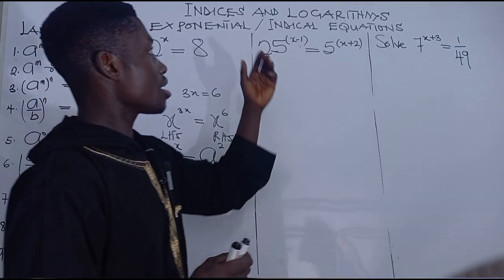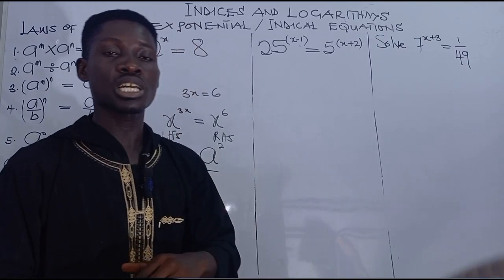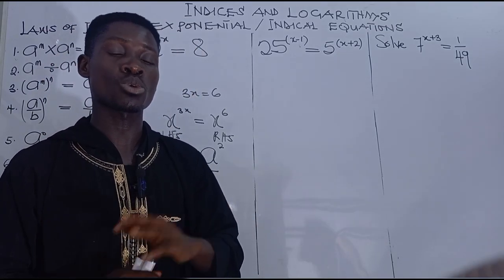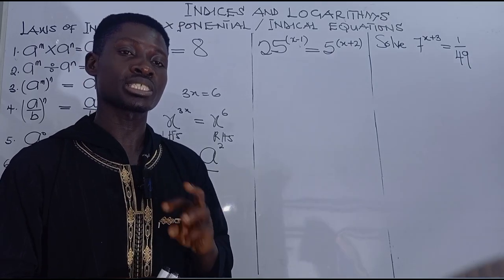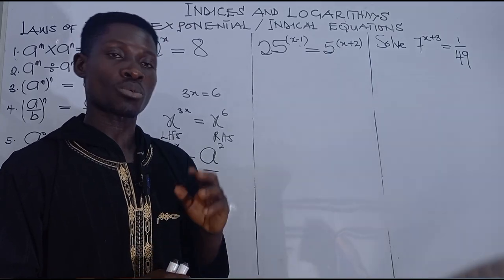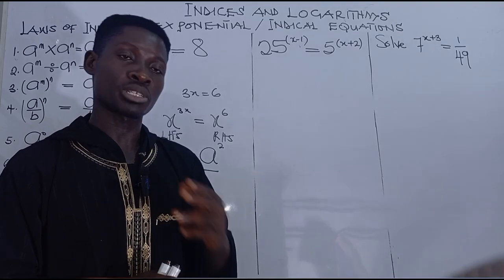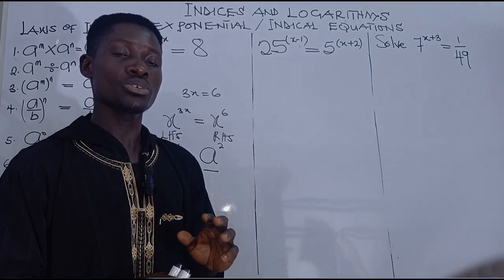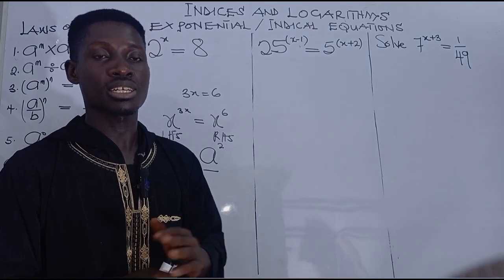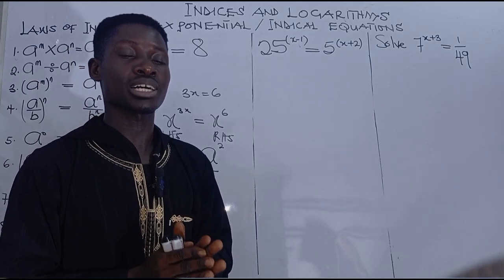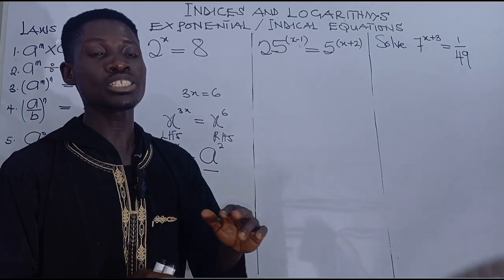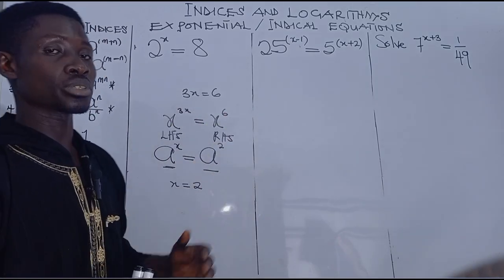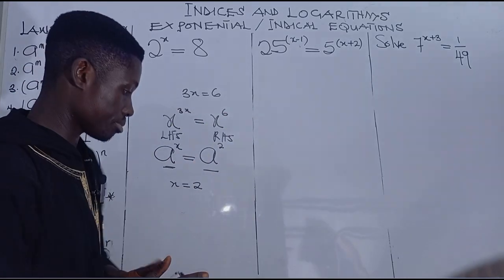Now under the topic exponential equation, we are going to look at exponential equation that leads to linear equation, exponential equation that leads to a quadratic equation, and exponential equation that leads to a simultaneous equation. So we are going to look at this one after the other. But first on the list, we are going to look at exponential equation that leads to linear equation. So let's go through these examples and then see how best we can solve them.